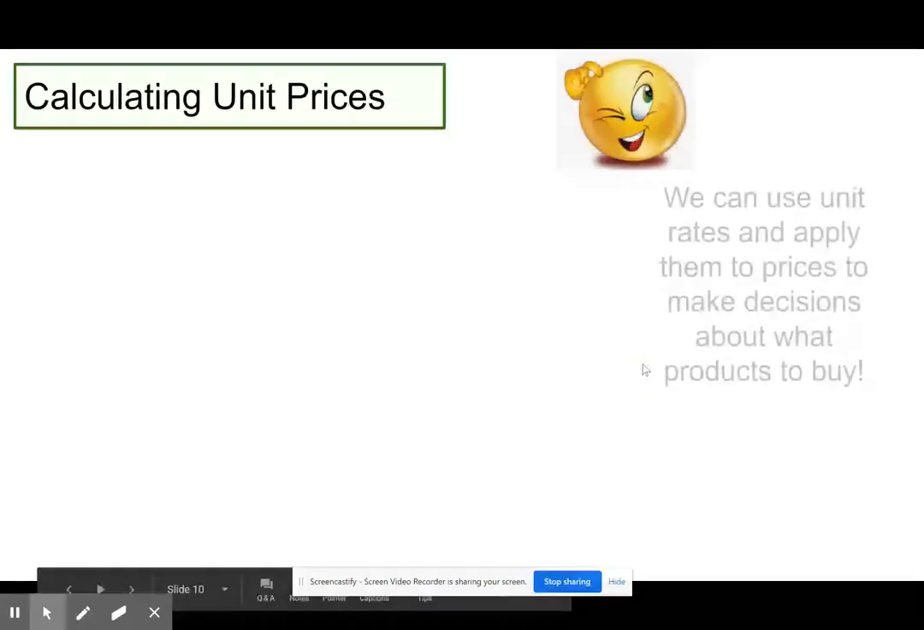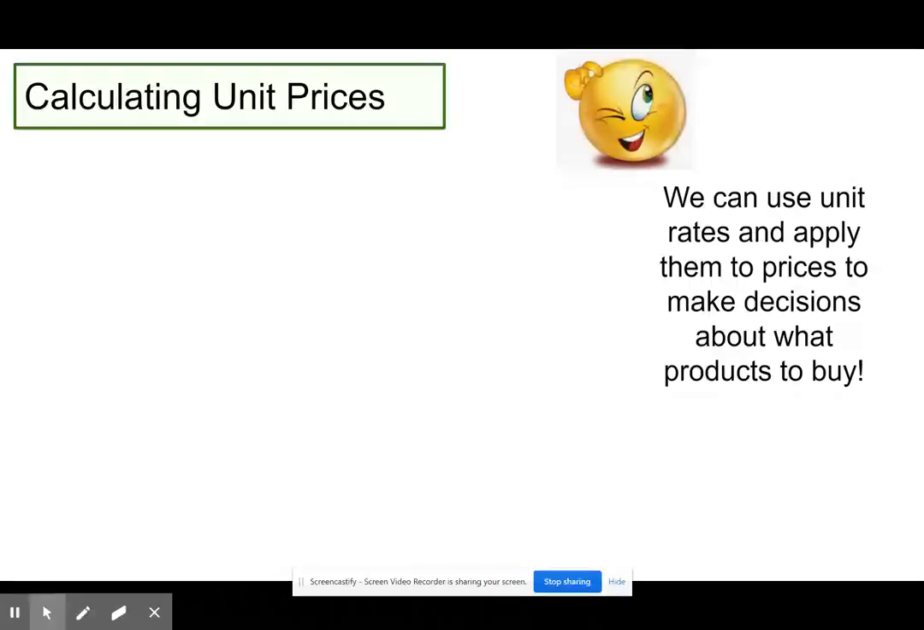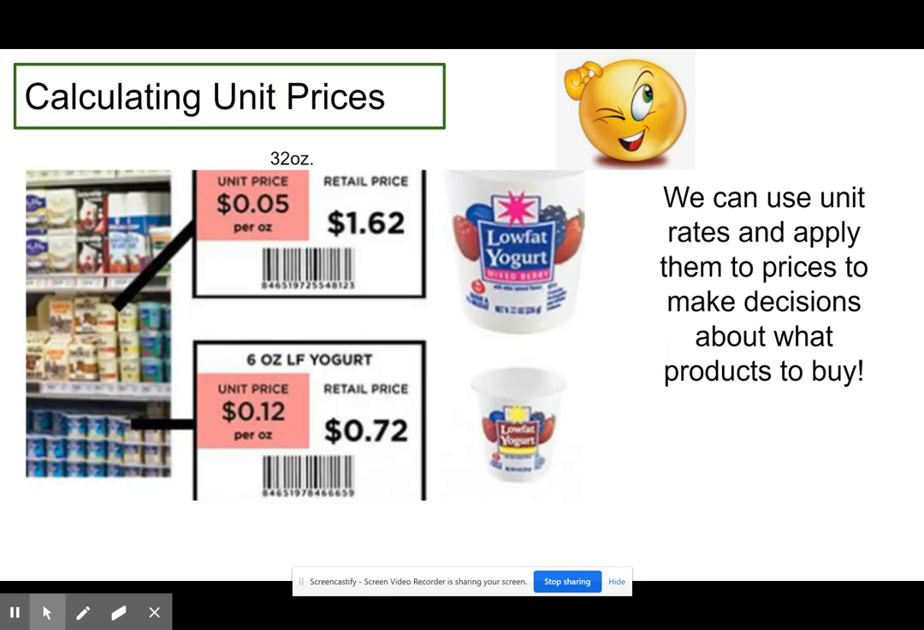So, calculating unit prices. We can use unit rates and apply them to prices to make decisions about what products to buy. So think of that candy example. If at one store that was the unit price that I got, the $2.25, I could go to another store and compare, see if it's cheaper or not based on the unit price. Let's take a look at this yogurt example. Many stores give you the unit price on the labels on the shelves. You have to look kind of carefully. It's small.